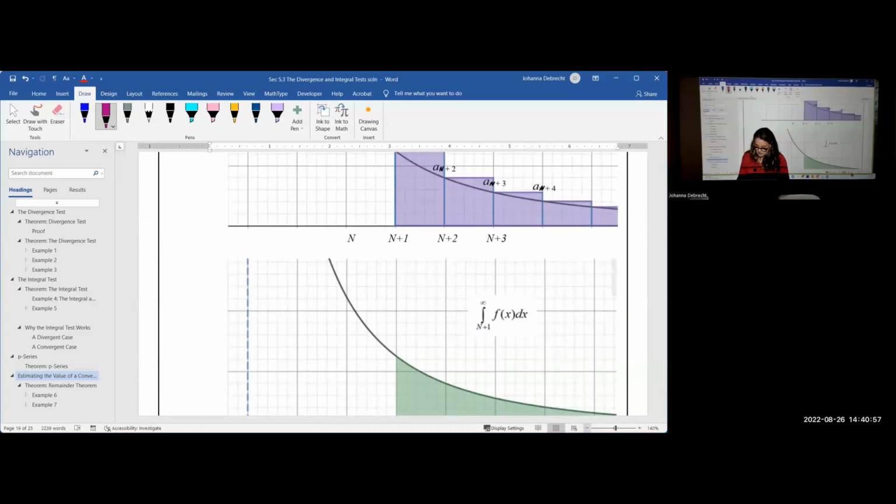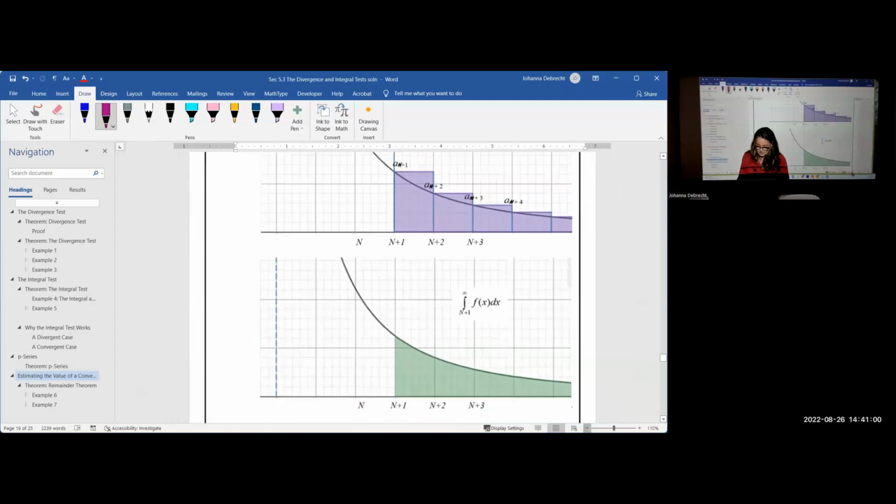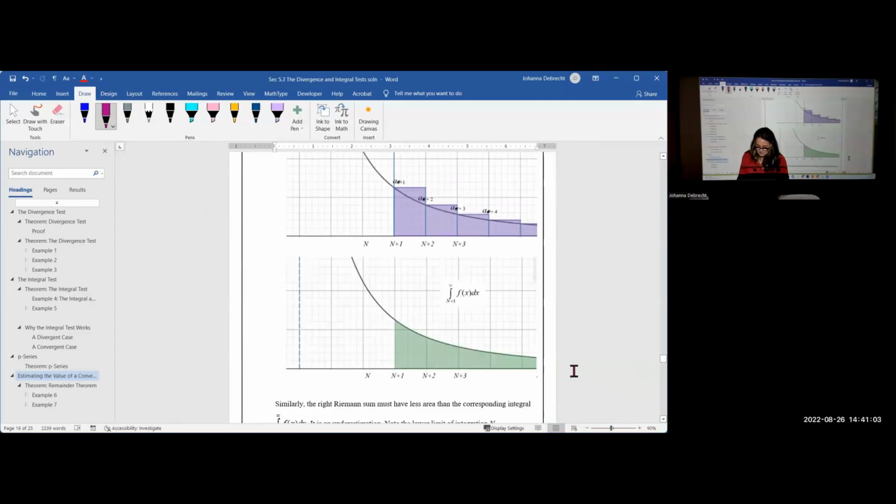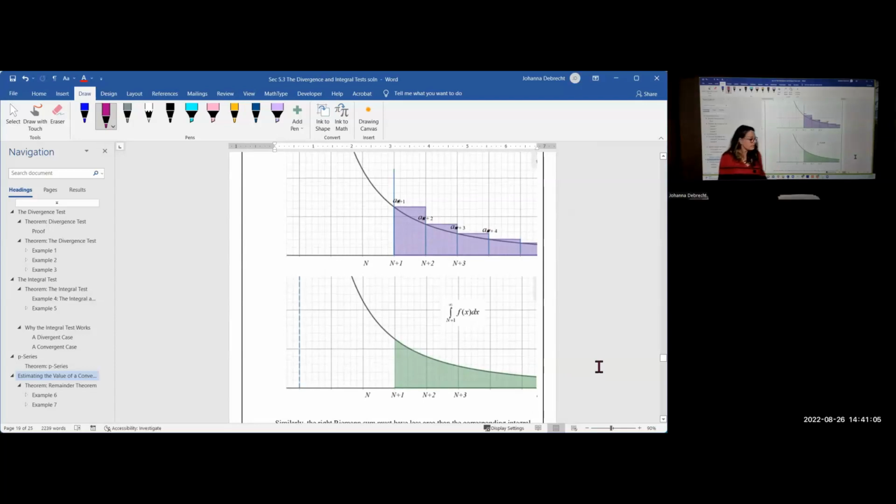So again, I'm going to shrink the page so we can see both of these on the same slide. When we're looking at these, the one on the bottom in green represents the true area under the curve from uppercase n plus 1 to infinity. This is the improper integral from uppercase n plus 1 to infinity of f of x dx. The one above it, however, is the left Riemann sum, which is an overestimation of that area. So there's more area in purple than there is in green.